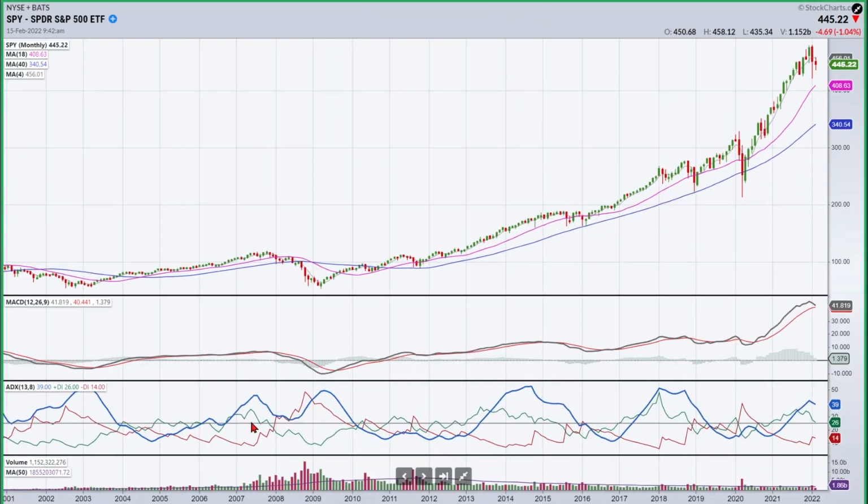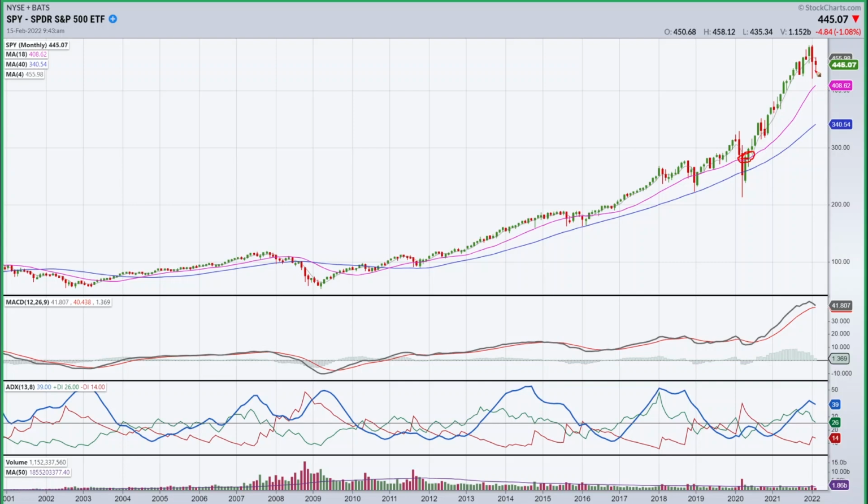So let's start with the monthly chart. And we can see that one of the key things that I wanted to mention here is this was the last time, back in early 2020, that price of the Spider touched the 18-month line. And if you notice, we've gone a pretty long way climbing up here without touching this line. And it just looks like it's due to me.